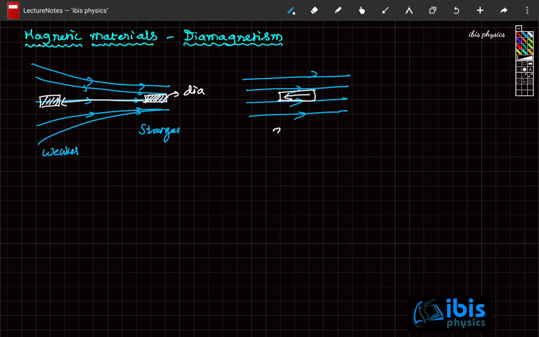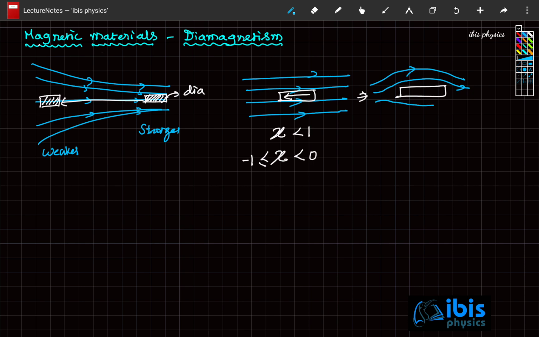magnetic field, because we know that susceptibility of the diamagnet is less than 0. The susceptibility is actually greater than or equal to -1 and less than 0. Because susceptibility is negative, its magnetism is opposite to the external field, so it will exclude the lines of force from here. That means the magnetic field previously was like this. Now the magnetic field will try to go around the material because this magnetism is in the opposite direction. But only a few lines manage to go through this.